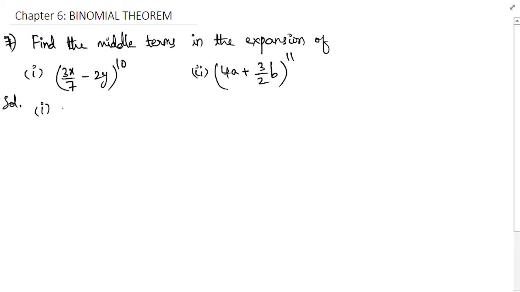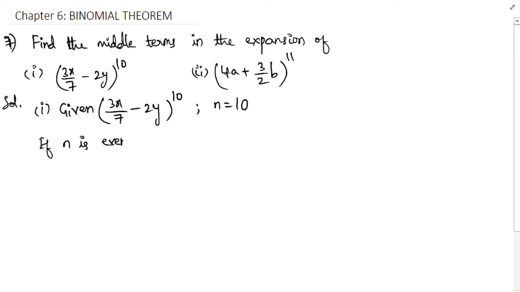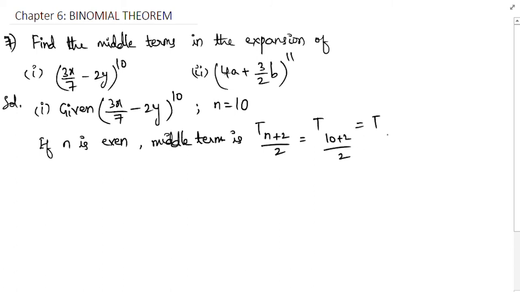So first we'll go with the first bit. Here it's given that (3x/7 − 2y) the whole power 10. So here n is equal to 10. We know that if n is even, then the middle term is T(n+2)/2. Here n is even, so it will be T(10+2)/2, that means T12/2, that is equal to T6.